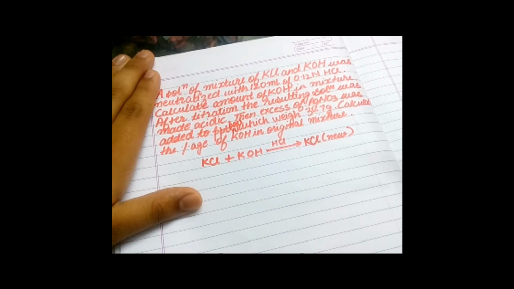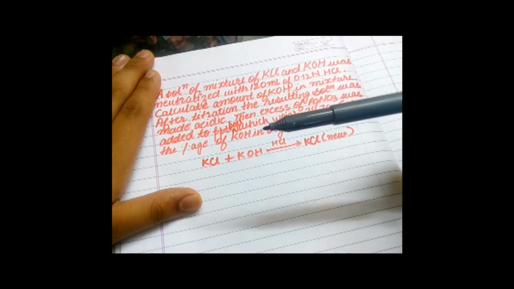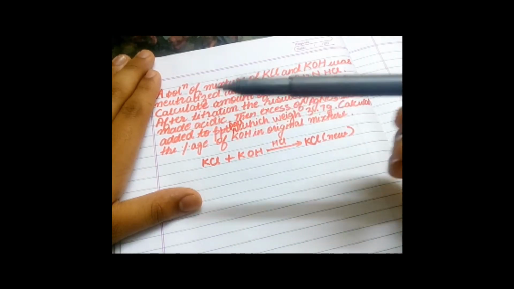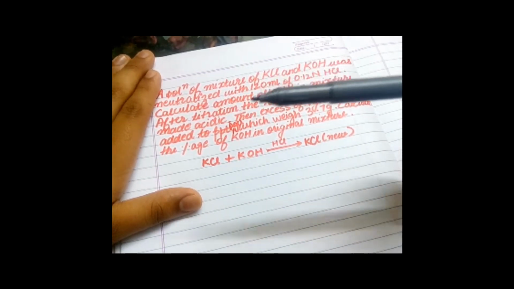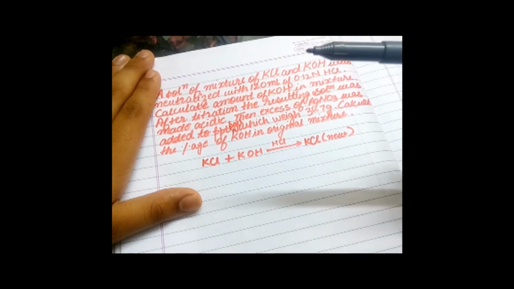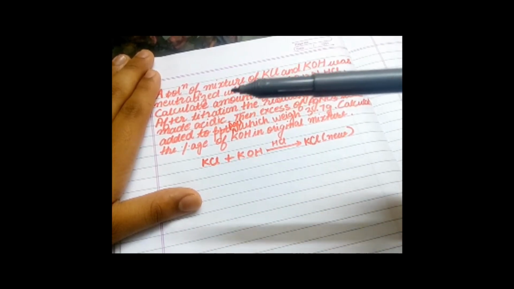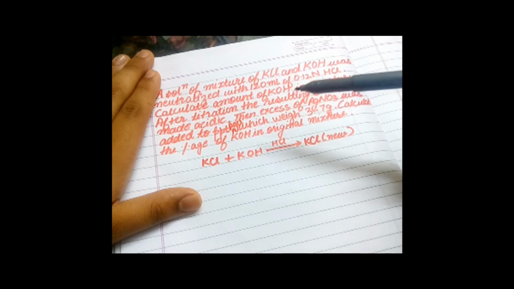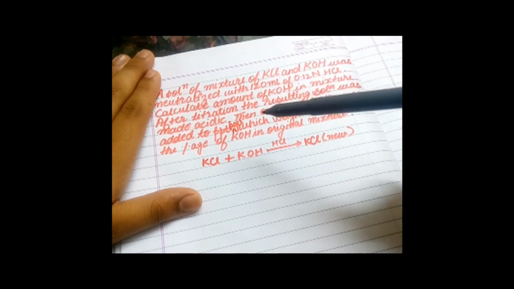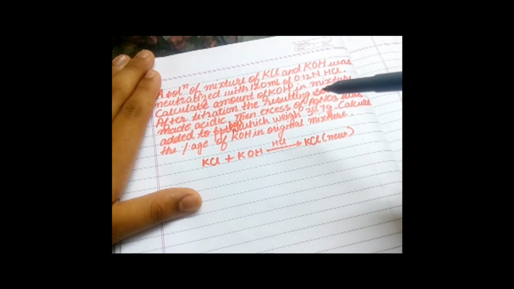A solution of mixture of KCl and KOH was neutralized with 120 ml of 0.12 N HCl. The normality of the acid is given. Calculate the amount of KOH in the mixture. This is the first question, and then the second part is given that after titration the resulting solution was made acidic. Then excess of AgNO3 was added to precipitate AgCl, which weighed 3.7 grams. Calculate the percentage of KOH in the original mixture. This is the second question.